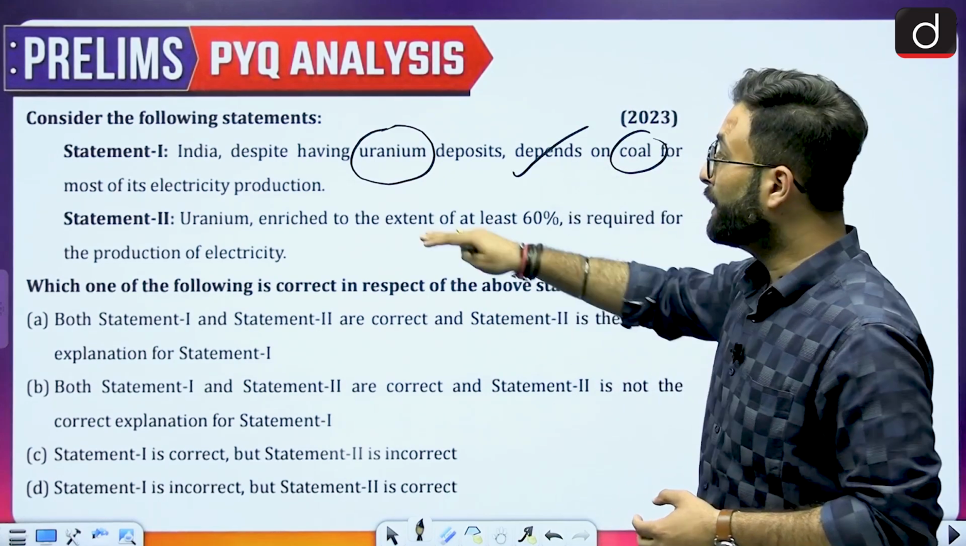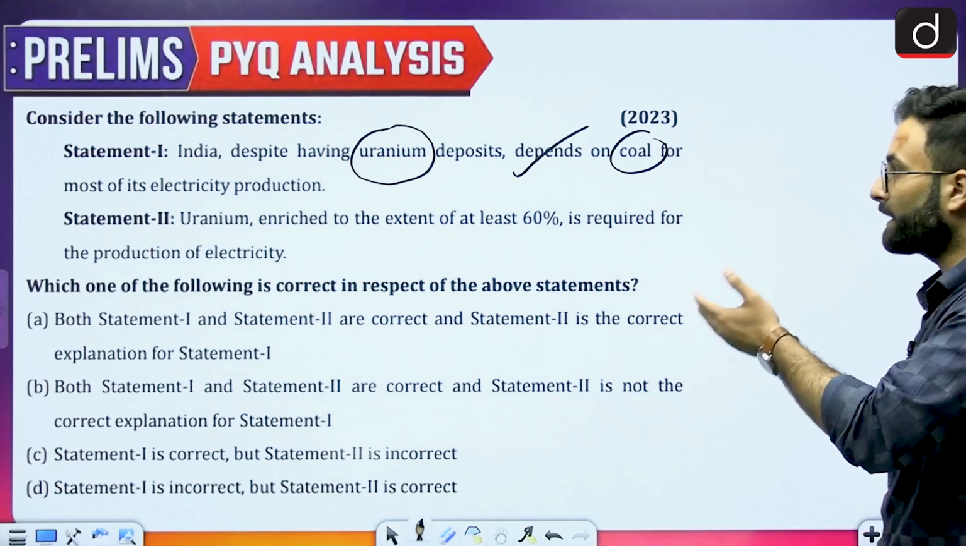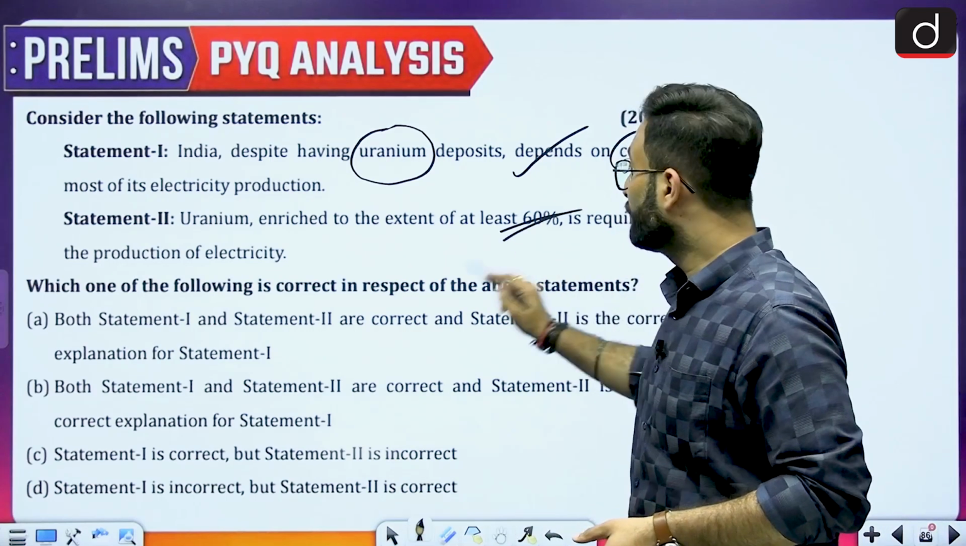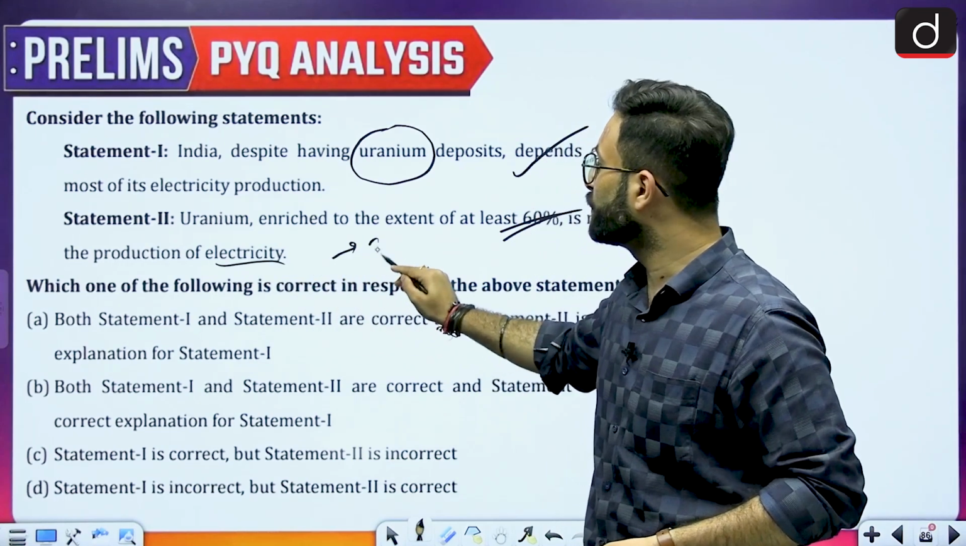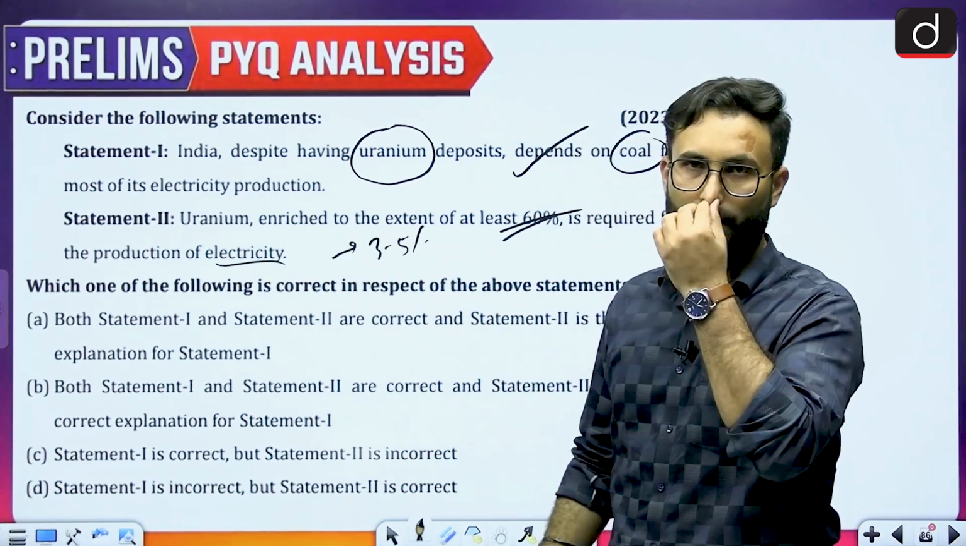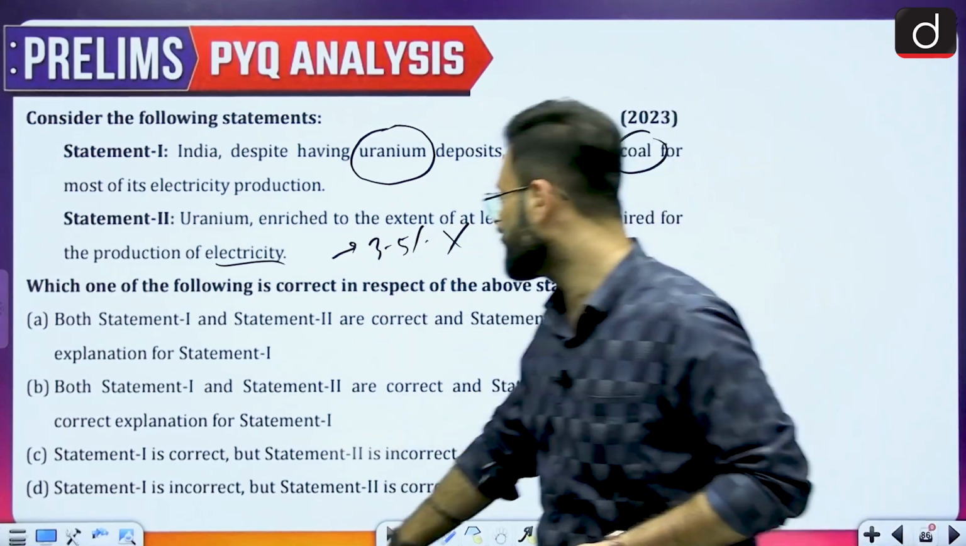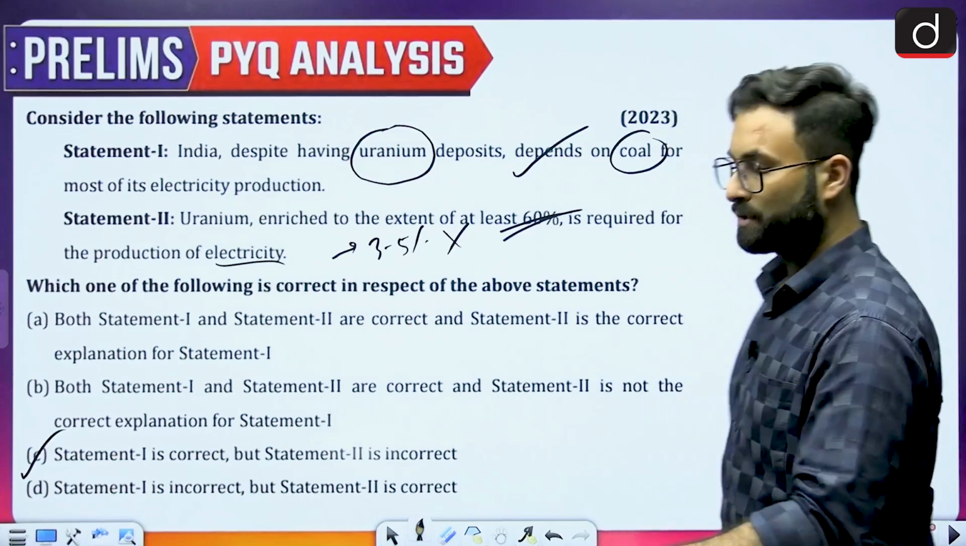That statement is correct. Uranium enriched to the extent of at least 60% is required for the production of electricity. Now this is wrong. For electricity production, nearly 3 to 5% enrichment is required. So this statement is wrong. 1 is correct, 2nd is wrong. So option C is your right answer. Okay, so that is about it.